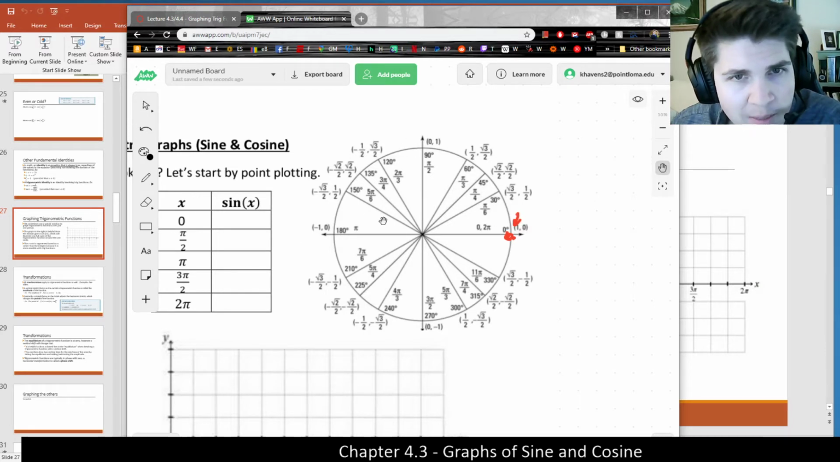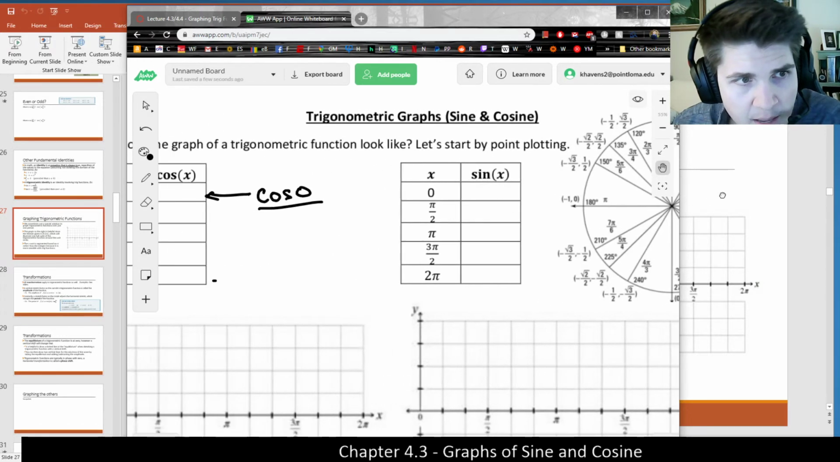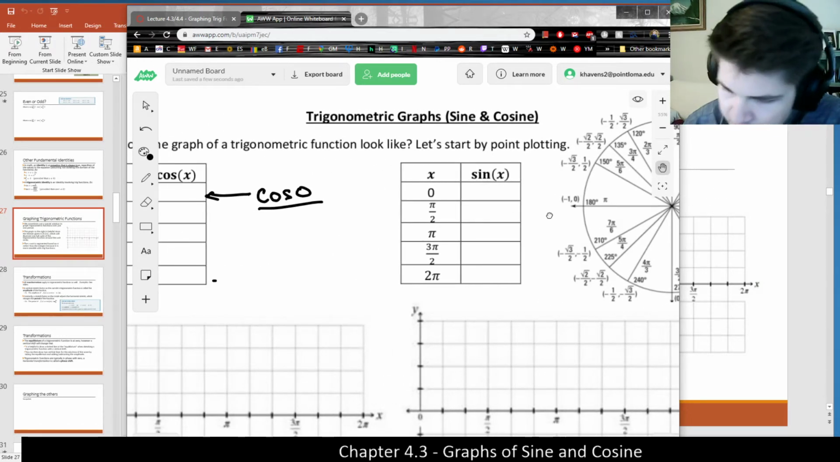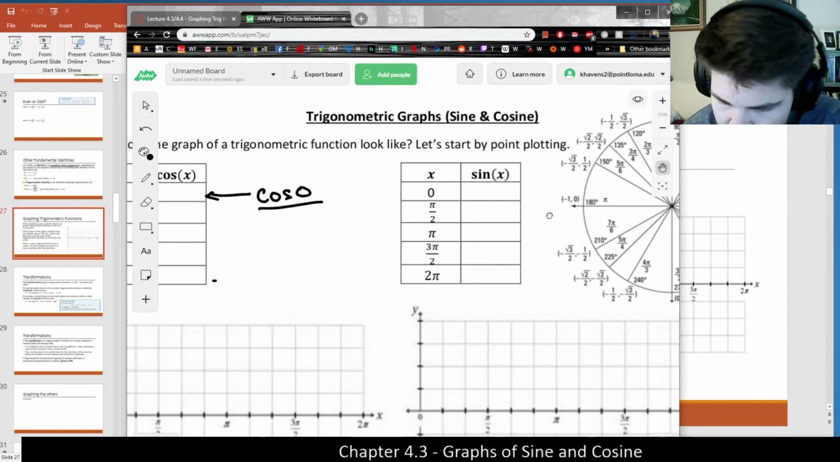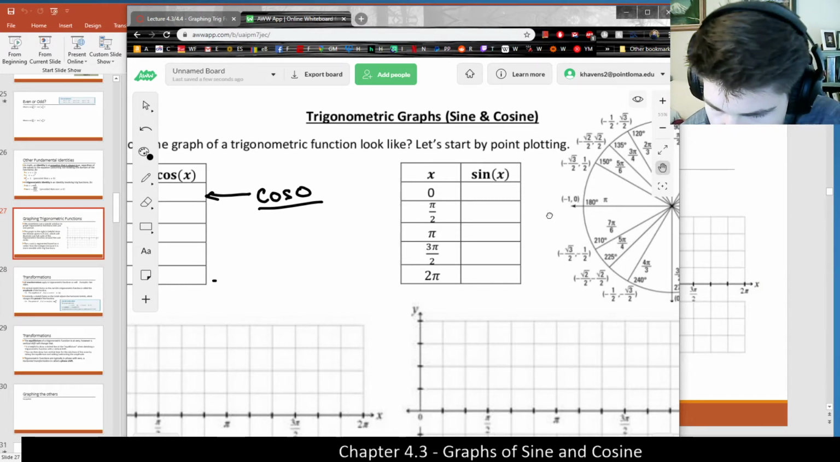So what I'm going to be doing is referencing the unit circle to evaluate each of these, but the cosine of 0 makes 1. Oops, that is not what I want either. Let me just undo that. Cosine of 0 is 1.